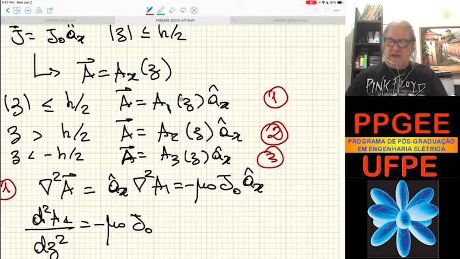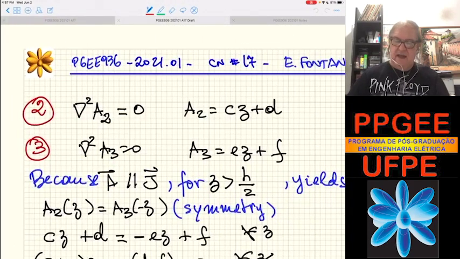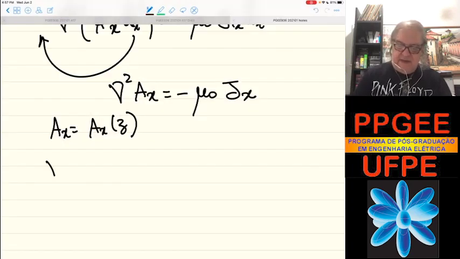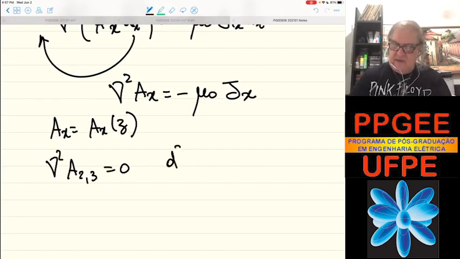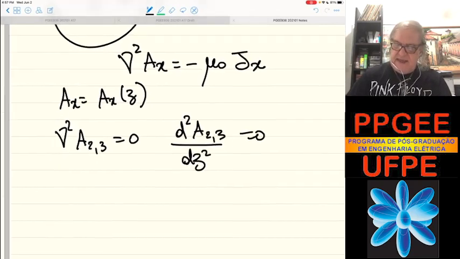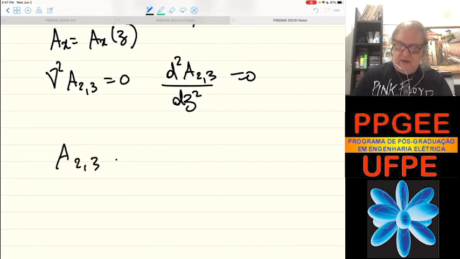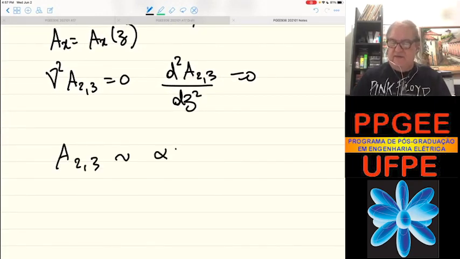So let's solve the non-homogeneous equation. Inside, J is constant, so for a function that depends on z, the second derivative equals minus mu 0 J0. And outside, the Laplacian of A2 or A3 equals 0. It means that the second derivative of A2 or A3 with respect to z squared equals 0, so A2 or A3 goes as a linear function, right?